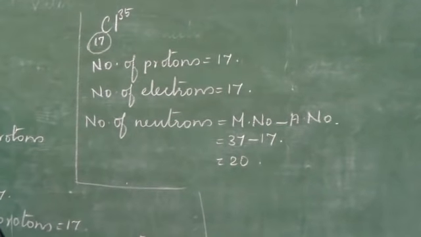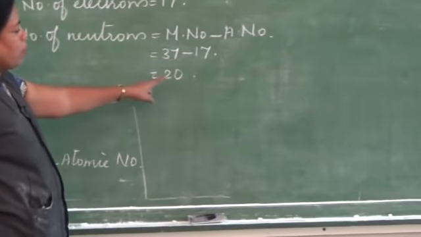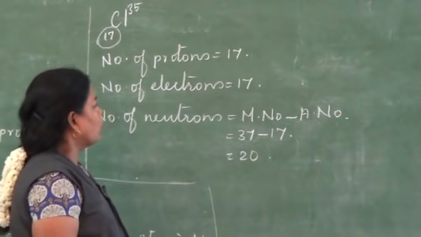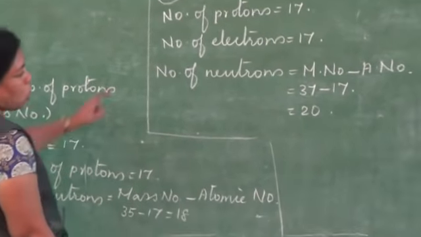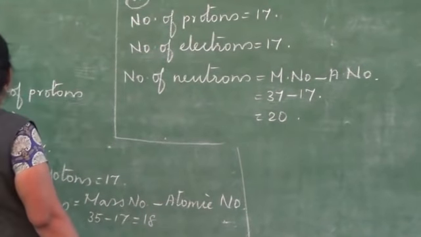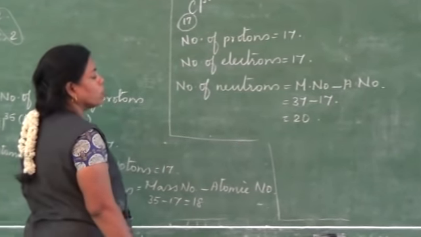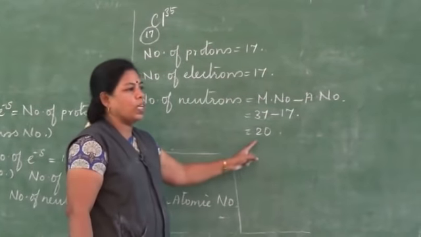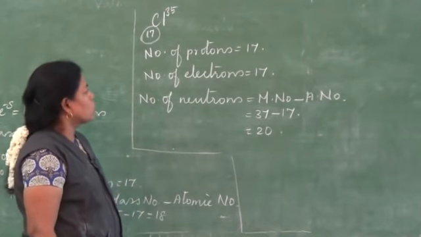In the first case, the number of neutrons is 18. In the second case, the number of neutrons is 20. So in which way do they differ from each other? The number of protons possessed by the first and second cases is the same, and the number of electrons is also the same, but the number of neutrons in the first case is 18 and in the second case is 20. So they differ in the number of neutrons.